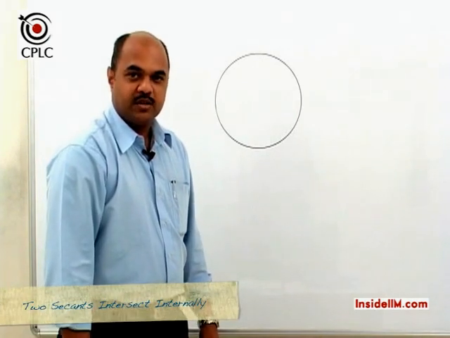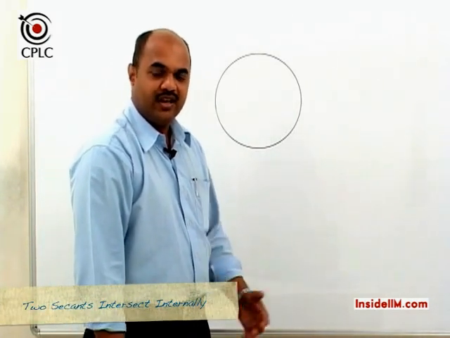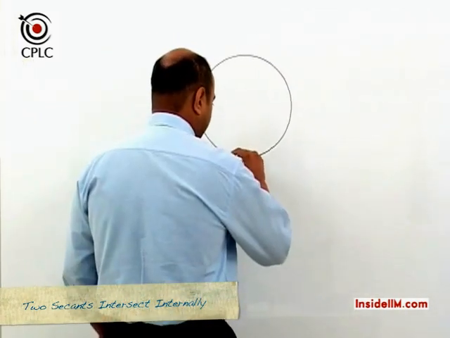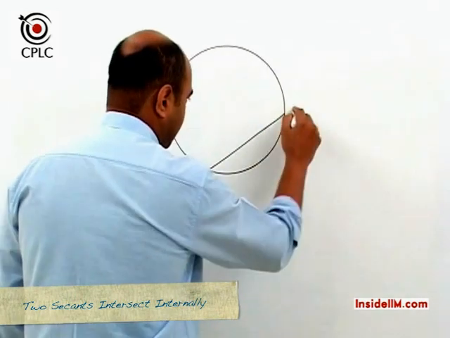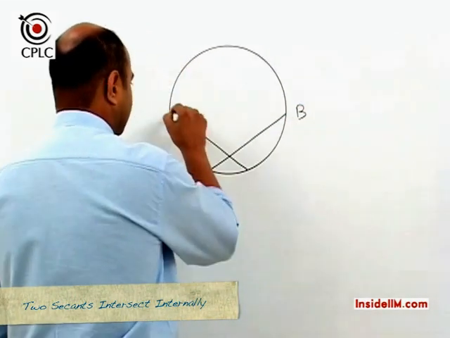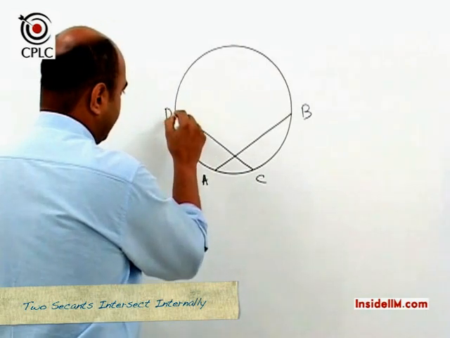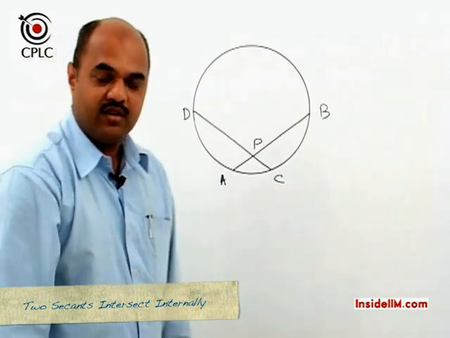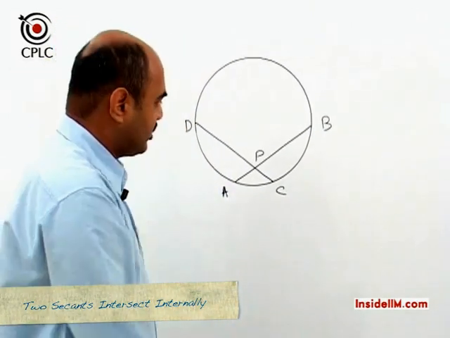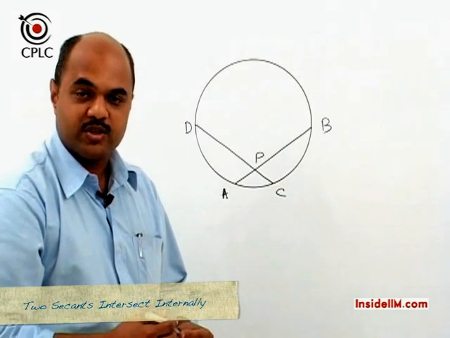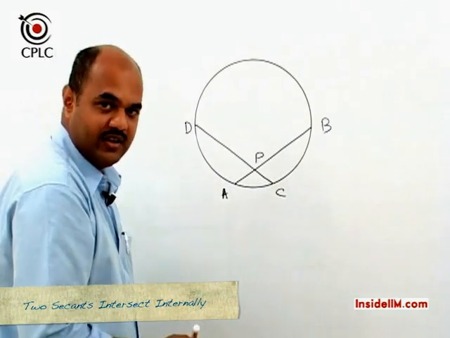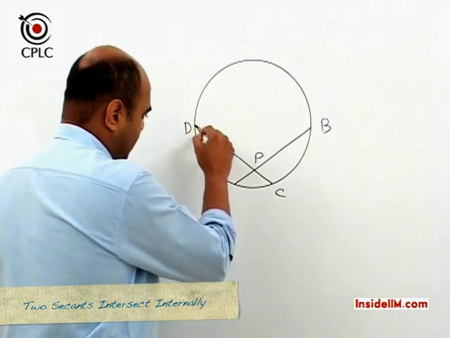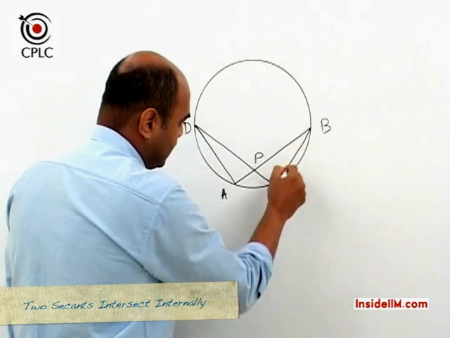We've seen what happens when two secants intersect externally. Now let's see what happens when two secants intersect internally. So if we have a secant AB and another secant CD and these two secants intersect at this point P, then once again we're going to have two formulae, one with respect to the lengths and the other with respect to the angle at the point of intersection. First, to arrive at the formula for the lengths, let's join AD and BC.